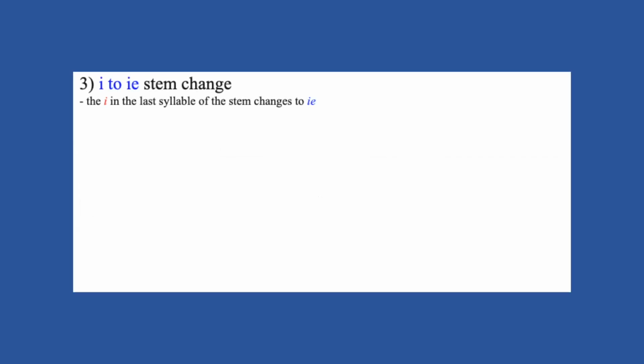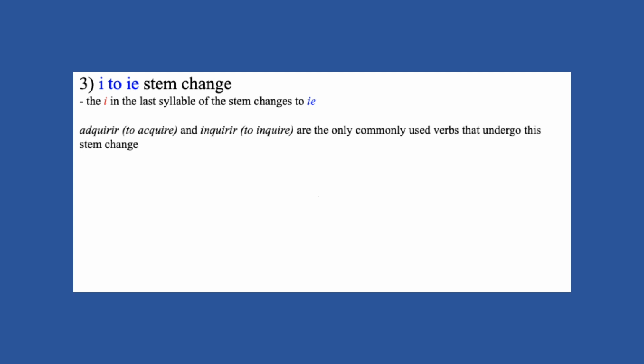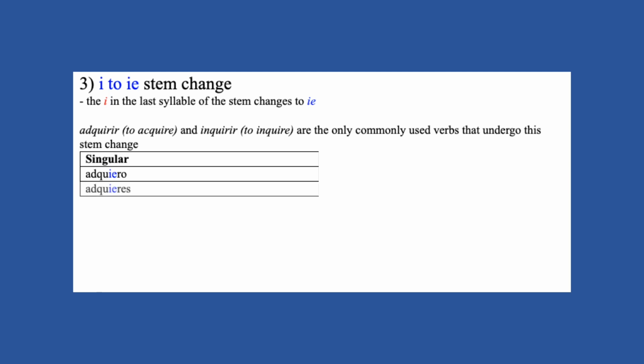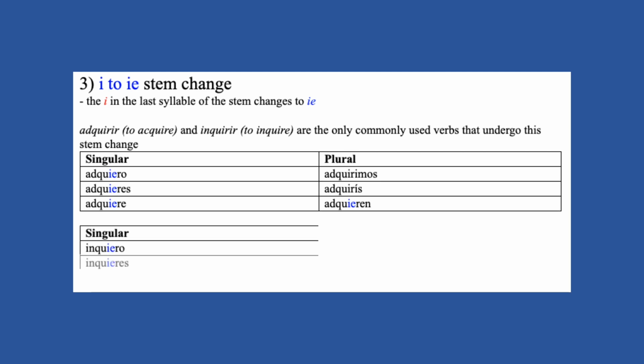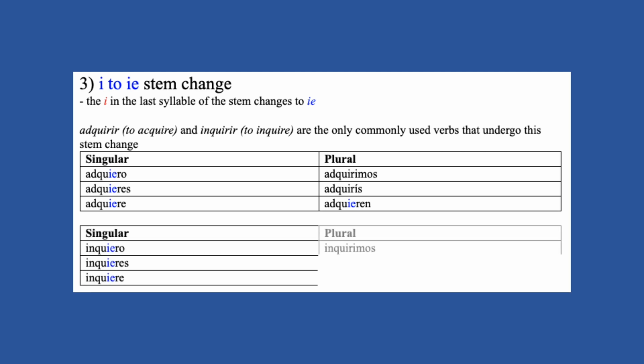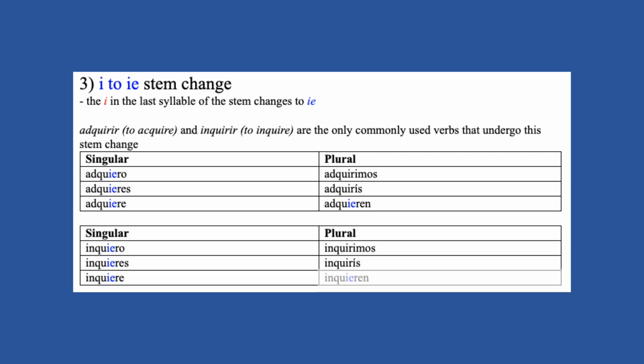The I to IE stem change only applies to two verbs, adquirir and inquirir. Adquiero, adquieres, adquiere, adquirimos, adquirís, adquieren. Inquiero, inquieres, inquiere, inquirimos, inquirís, inquieren.